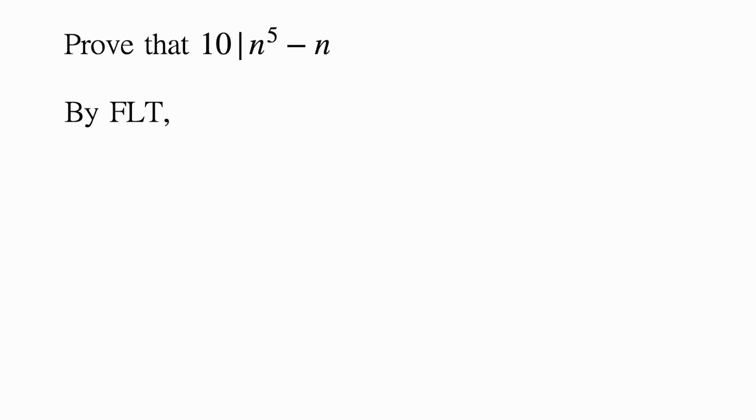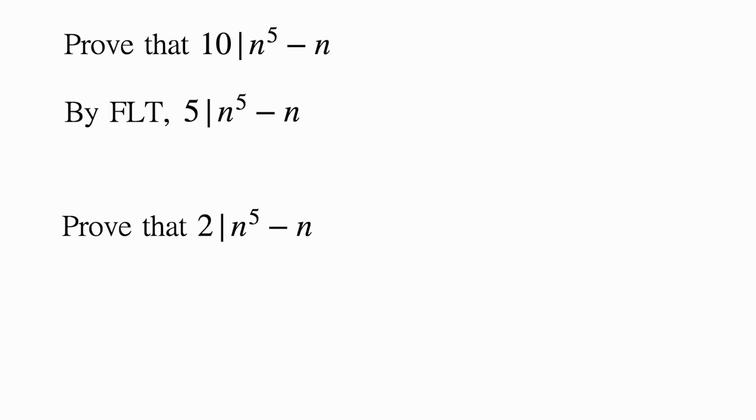Now, by Fermat's little theorem, we know that since 5 is a prime, 5 divides n to the power of 5 minus n. Now, we only need to prove that 2 divides n to the power of 5 minus n, since anything that is divisible by 2 and 5 is divisible by 10.